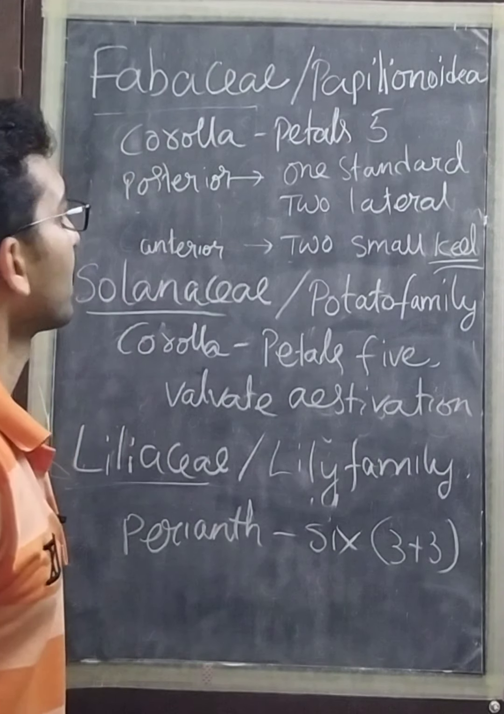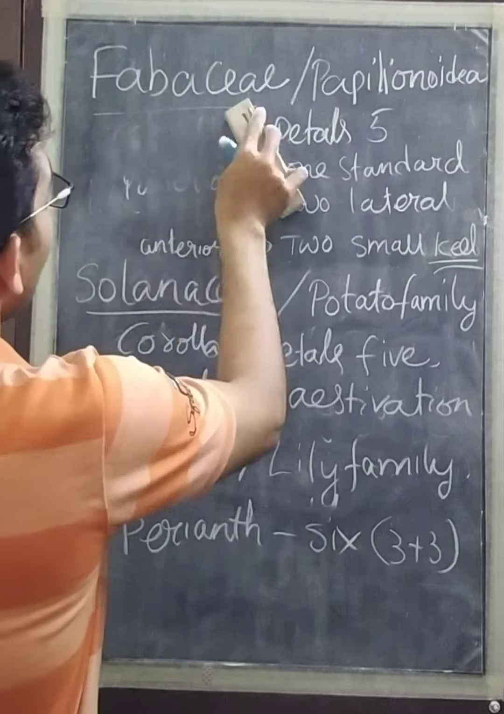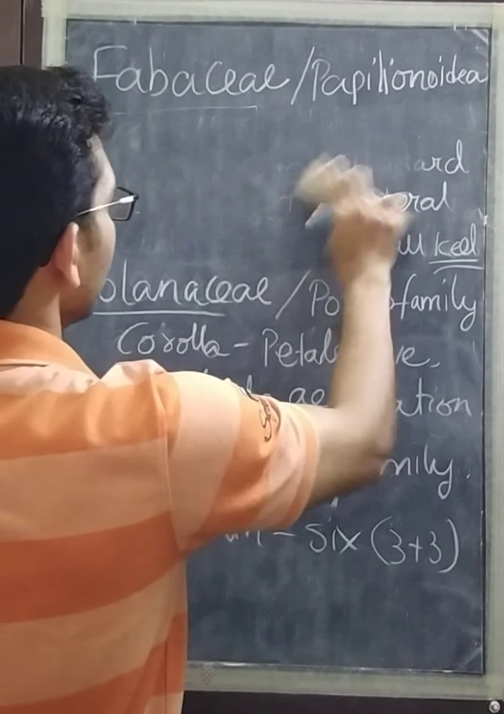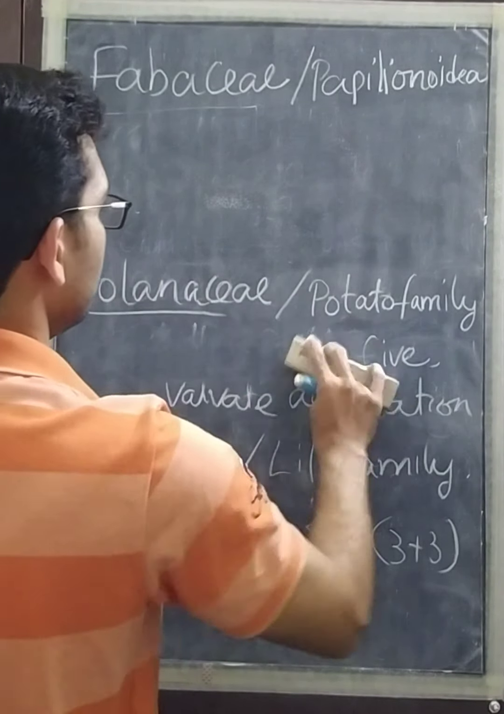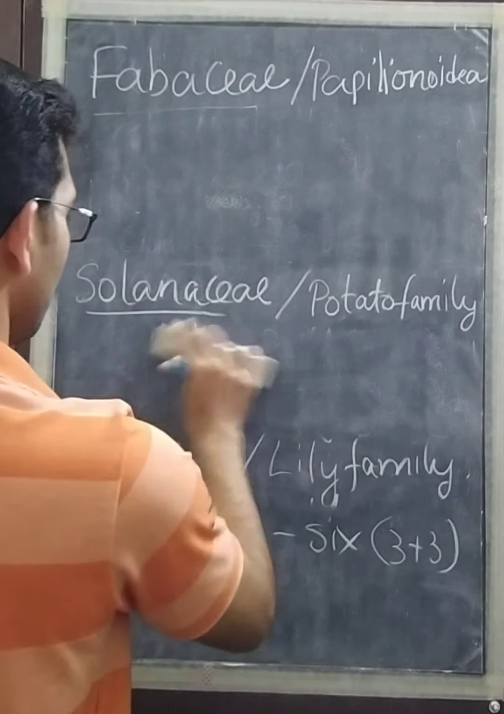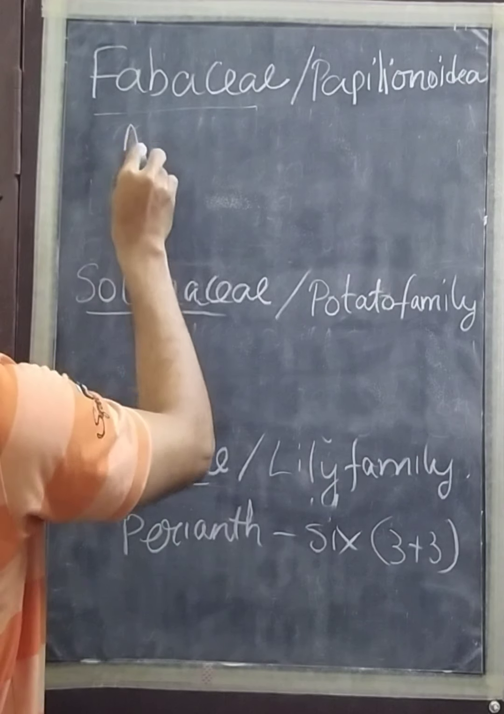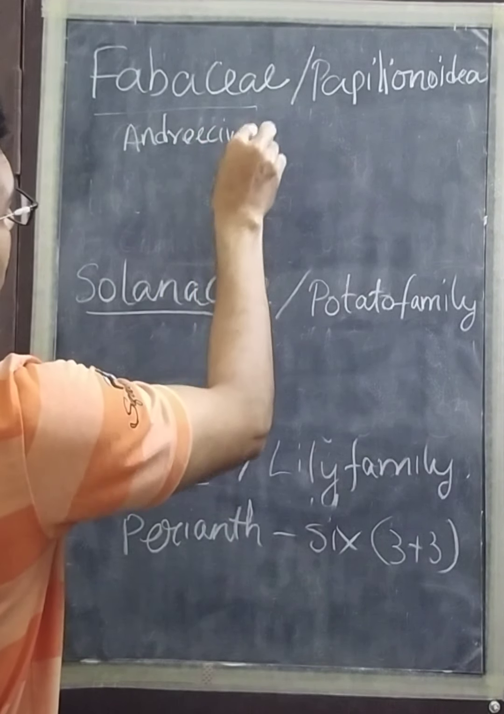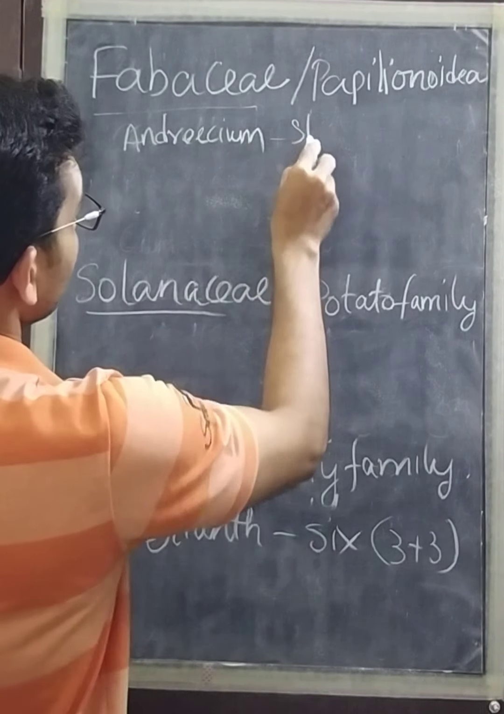gamopetalous. Next, after calyx and corolla, we will study the androecium, that is the stamens. How many stamens does this family possess? Let's see how many stamens this family possesses. Androecium means stamen.